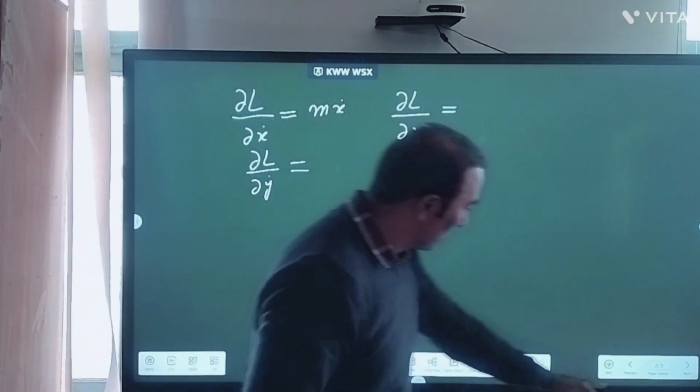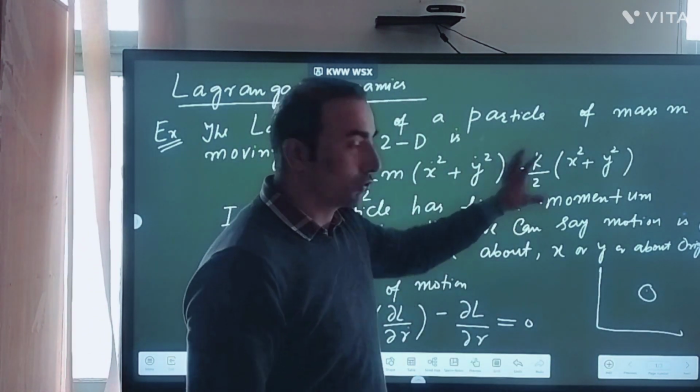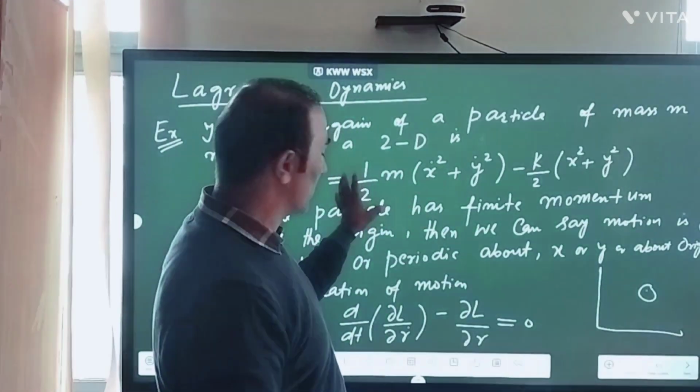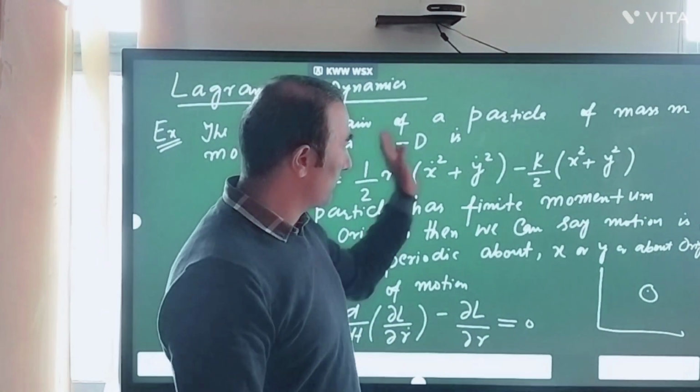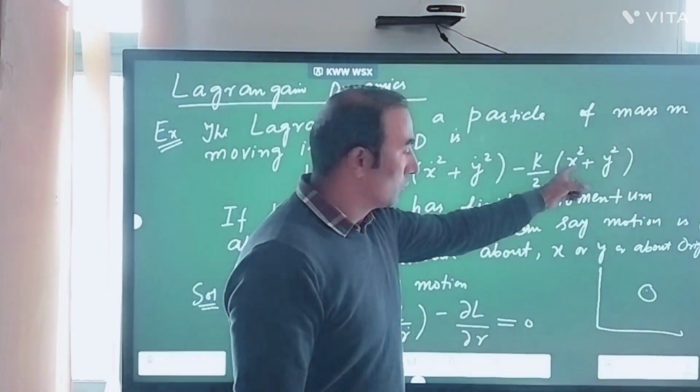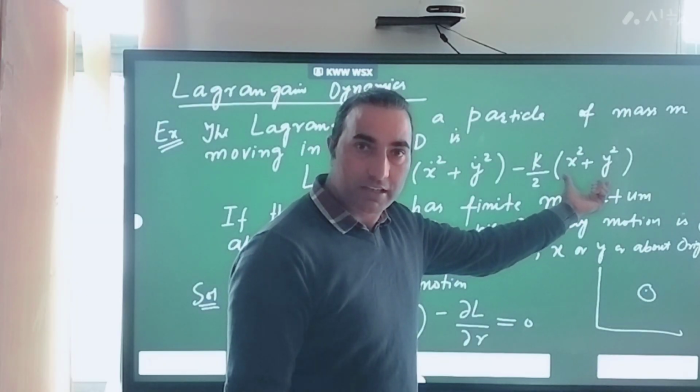And similarly, when I have a look on the Lagrangian, जो हमारा Lagrangian है, if I calculate now what should be my partial L by partial x, so that will be equal to, तो यहाँ पे मुझे differentiate करना है partially with respect to x.